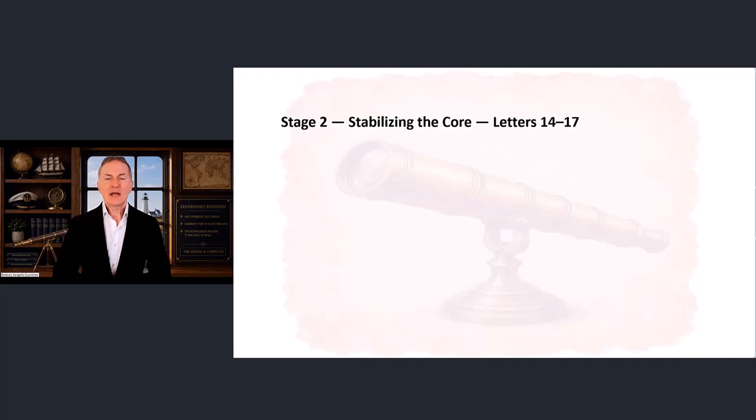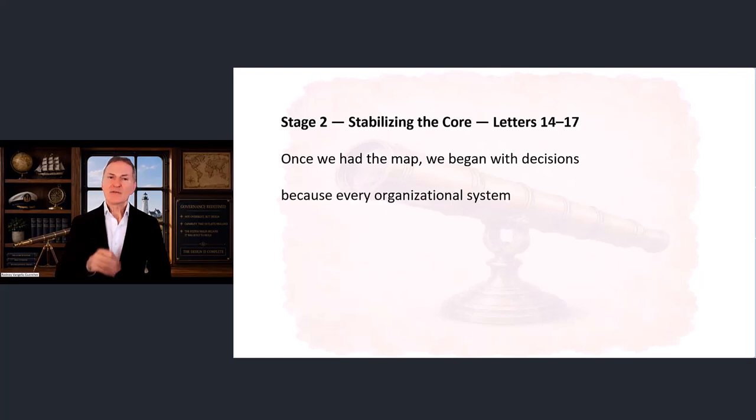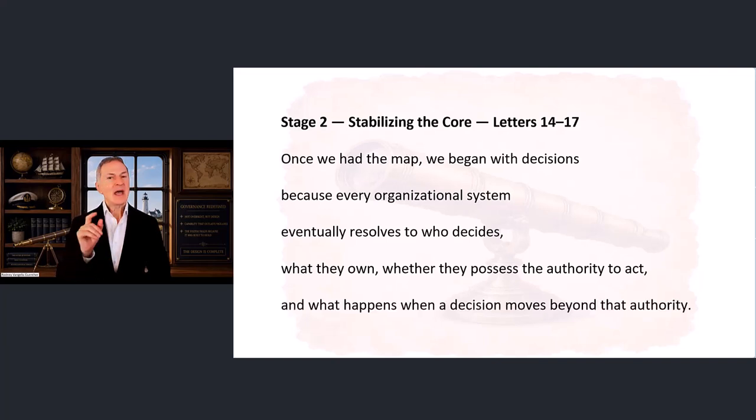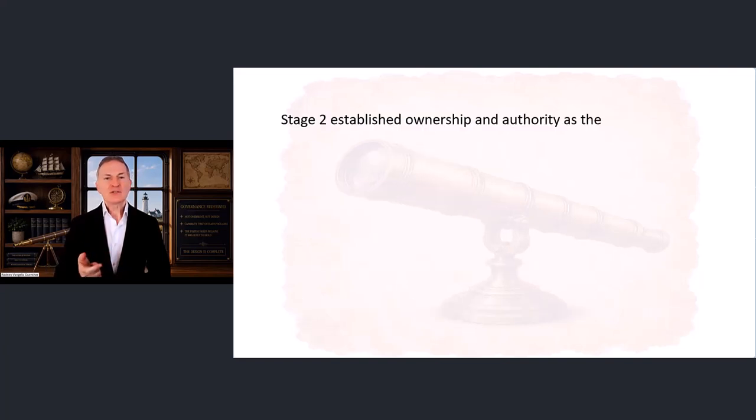Stage 2, stabilizing the core, letters 14 to 17. Once we had the map, we began with decisions, because every organizational system eventually resolves to who decides, what they own, whether they possess the authority to act, and what happens when a decision moves beyond that authority. Stage 2 established ownership and authority as the load-bearing structure for everything that followed.